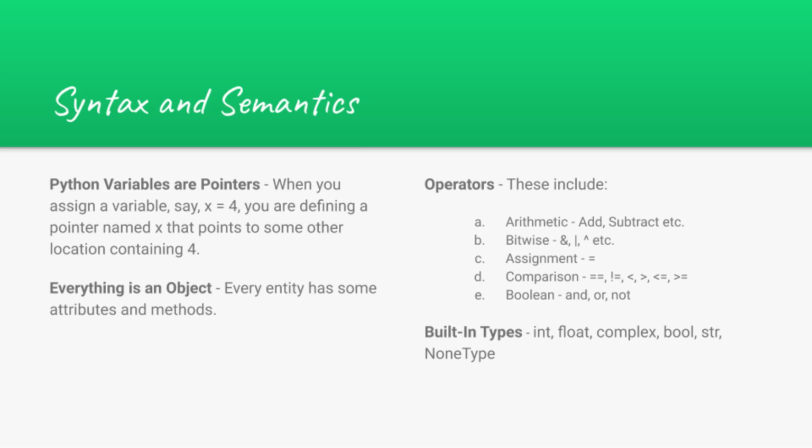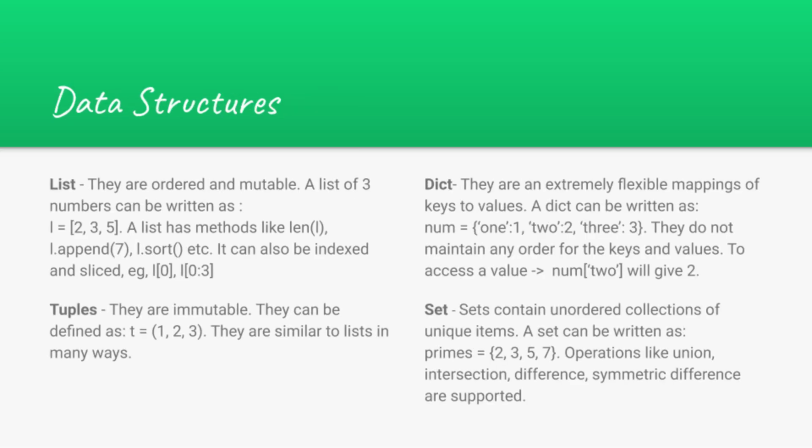Operators. These are similar to operators found in other programming languages. Basic operators include arithmetic, bitwise, assignment, comparison, and boolean. There are some default types of objects you can use. These include integer, float, boolean, string, and none type. Data structures. Broadly, you can find 4 types of data structures in Python. These include lists, tuples, dictionaries, and sets.